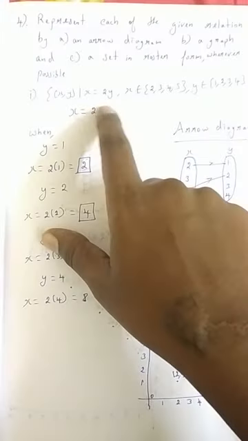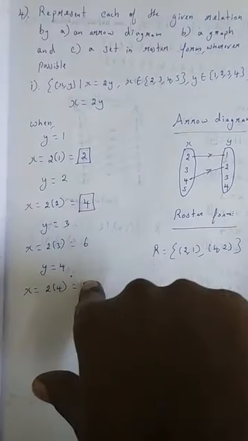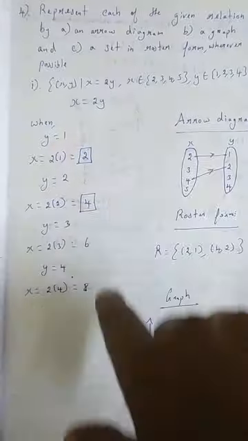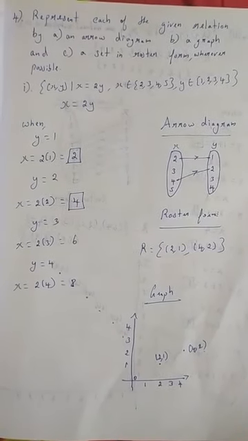So first of all, we have to find out the corresponding values. We have to find out the relations. After that, we have to draw the arrow diagram, roster form, graphical representation. That's all about this problem.